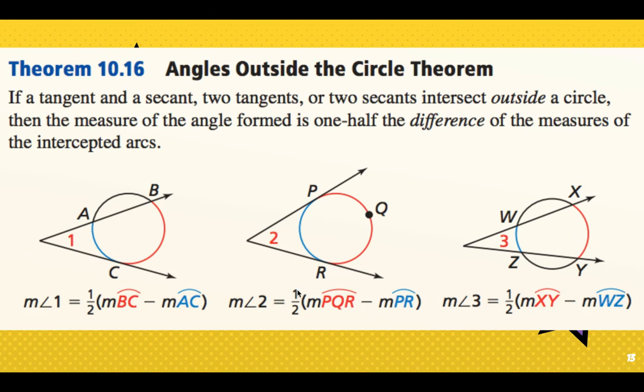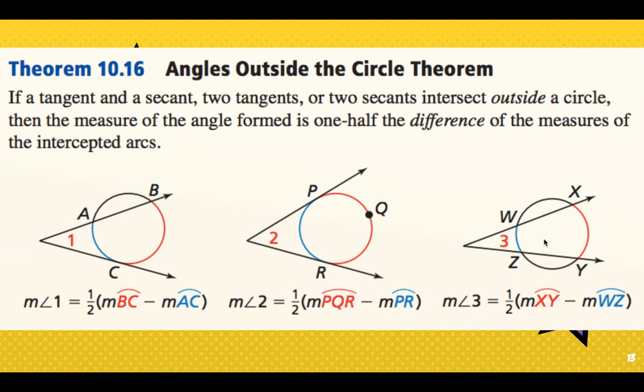Okay, same thing over here where you have 2 tangents that meet outside the circle. 2 tangents meet outside a circle, they create angle 2. That creates 2 arcs. So there's this big red arc, this major arc, arc PQR, then this minor arc, this blue arc, arc PR. Take the big major arc and subtract the smaller arc, and then take 1/2 of that difference. And that gives you the measure of angle 2.